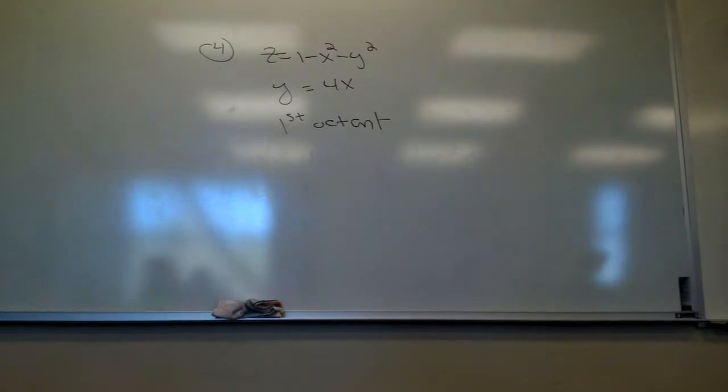The first surface looks like an inverted paraboloid, just like my ice cream cone. So here's my x-axis, here's my y-axis, here's my z-axis, and I have got something that looks like this. An upside down bowl.